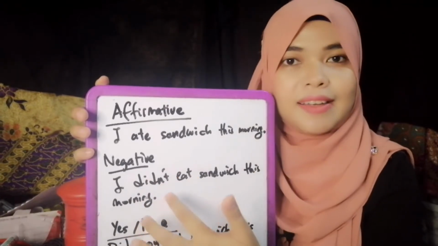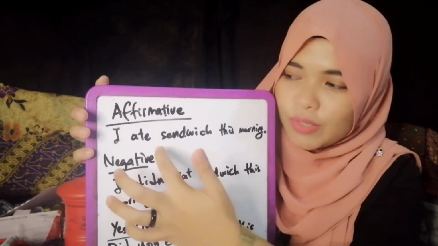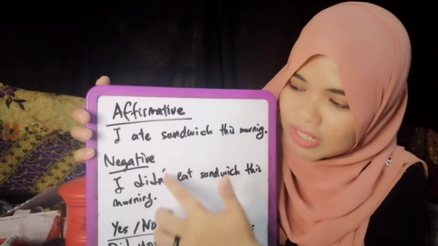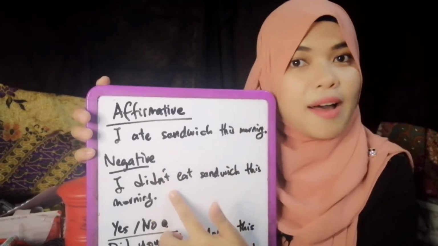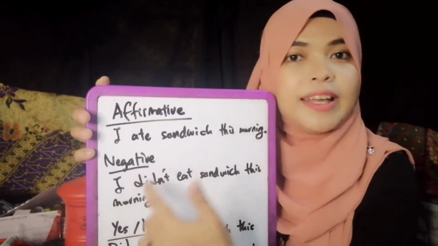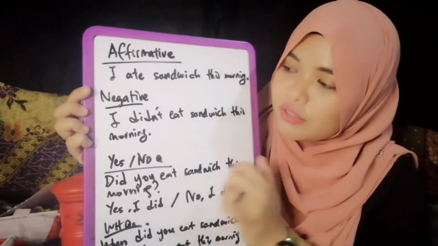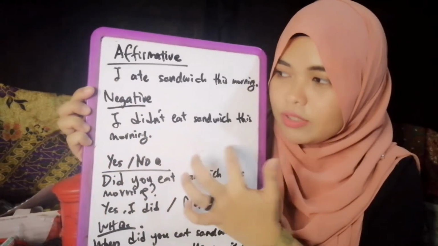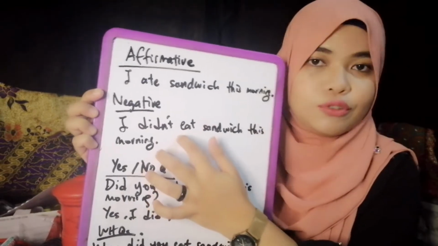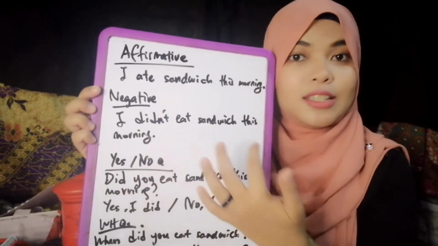Okay, why don't we change the verb here? We changed it in the affirmative sentence, but we didn't change it in the negative sentence. Why? Yeah, because we already have the auxiliary verb didn't here. Okay, so I didn't eat sandwich this morning. When you have the auxiliary verb didn't, you have to use the base verb. Okay, you cannot change it.